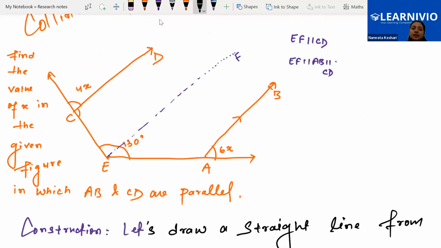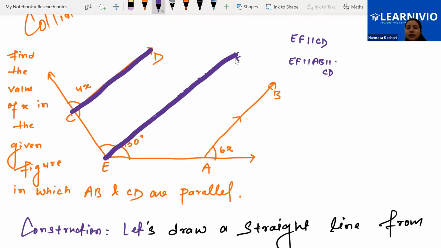Now if you focus on CD and EF, let me highlight it. EF and CD. Are you getting anything from here? If this is 4x, can we say this much will also be 4x? Yes, corresponding angles. And this CE is working like a transversal. So we have to write that CD is parallel to EF, CE is a transversal, and hence angle CEF will also be 4x, corresponding angle. If this is 4x, then the remaining one will be 130 minus 4x. Yes or no?